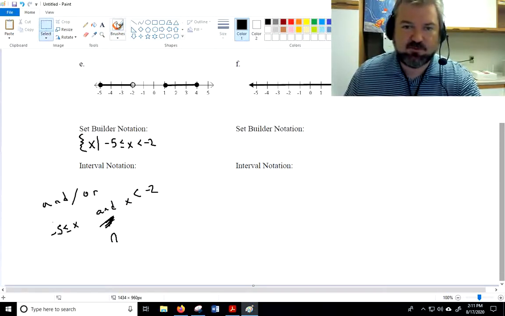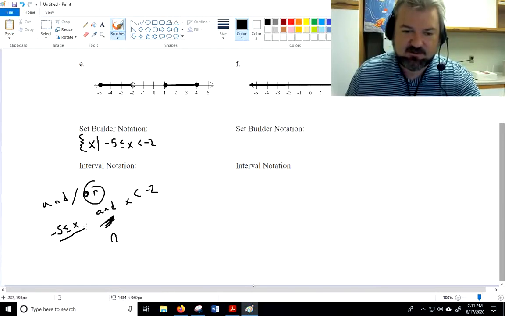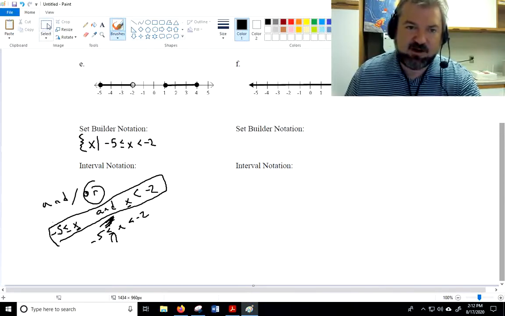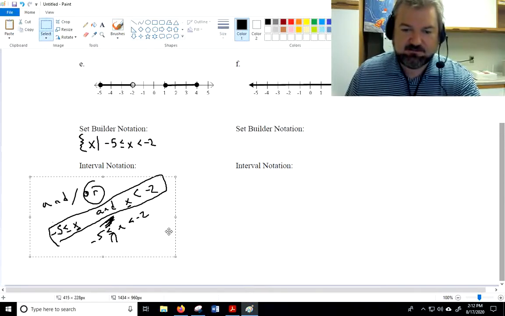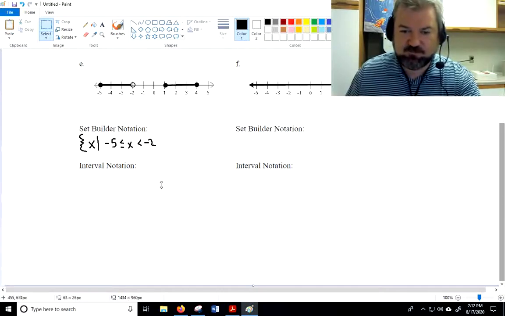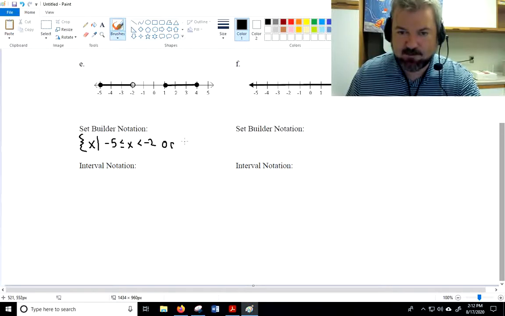There's also the OR operator. Now, the OR operator, you can't squeeze that together. With the AND operator, as long as the condition in the middle is the same thing, I can squeeze them together and say this: -5 less than or equal to x less than -2, which is exactly what I did. But if you have OR, you can't do that. You just have to separate them with the word OR. So I'll say OR 1 is less than or equal to x less than or equal to 4.